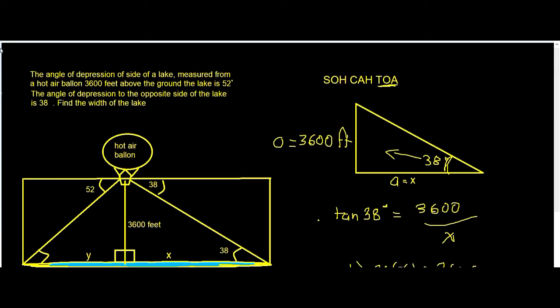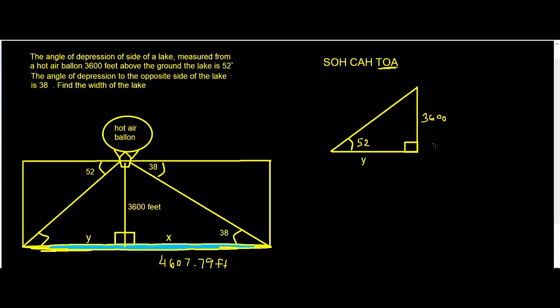Next, the other triangle. On the other side of the triangle, we have to get the value of y. Same procedure. This is your theta. What is the side opposite it? You have your opposite. Opposite is equal to 3,600. Then the side next to the angle, that's your adjacent.